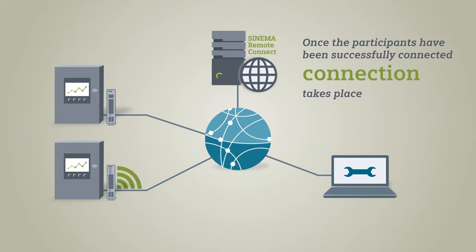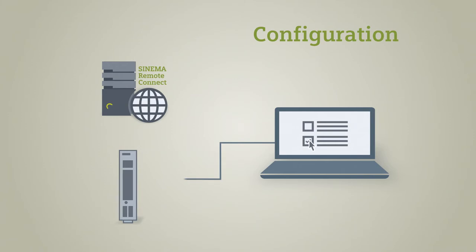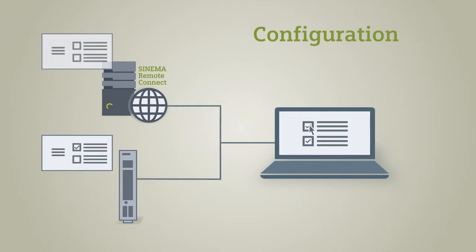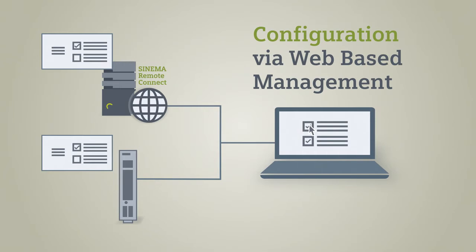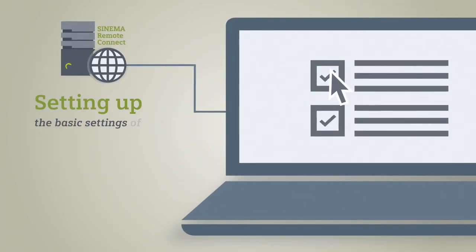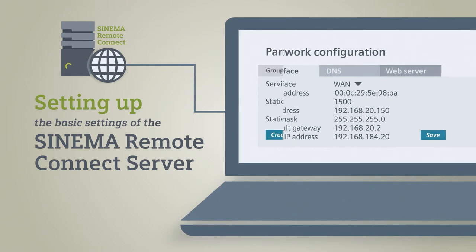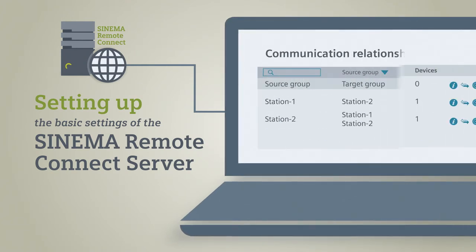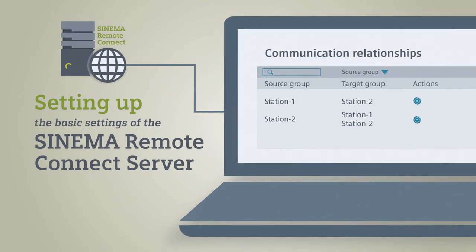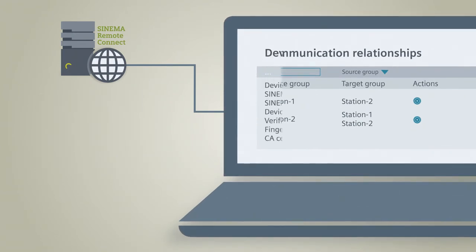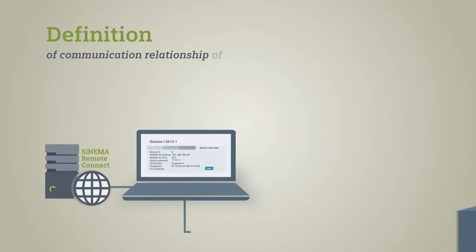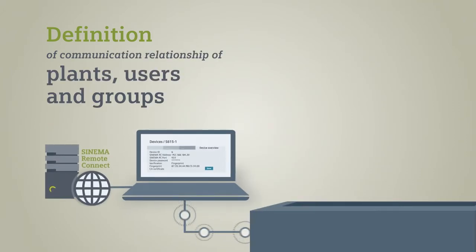Now let's take a look at the configuration of the Sinema Remote Connect solution. Scalence devices as well as the Sinema Remote Connect server are configured in a browser of the respective web-based management. First of all, the basic settings of the Sinema Remote Connect server must be configured. Users, participant groups, and their communication relationships need to be defined so that the right service technicians can communicate with the right plants.